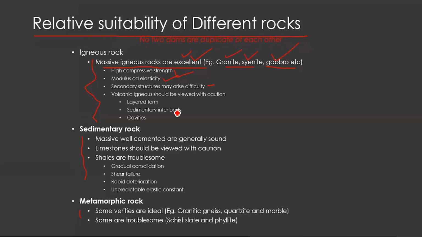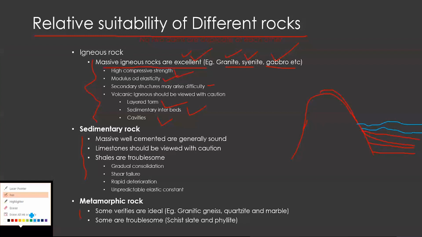Volcanic igneous rock should be viewed with caution because of the layered form and sedimentary interbeds. When a volcano deposits rocks, there is a flow of magma, and it creates layers. The layer stops, and after that another kind of sedimentary rock forms. Then sedimentary rocks are formed, and then there is a continuation of the volcanic flow, and it continues forming.